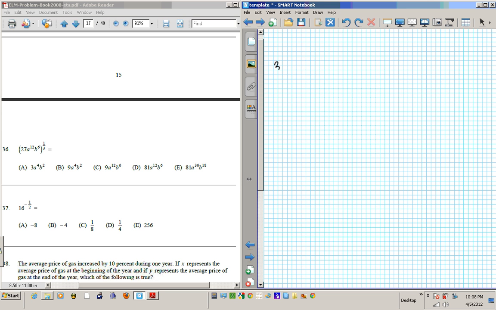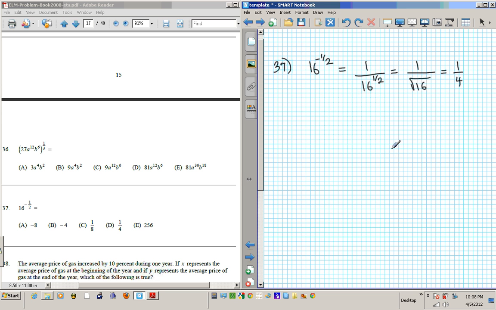37, we have 16 to the negative 1/2. Because you have a negative exponent, that means this has to be reciprocated, right? Anytime you have a negative exponent, you have to reciprocate the number. So it's going to become 1 over 16 to the 1/2. You see that? Now what is 1/2 power? 1/2 power is the same thing as the square root. So you can write this as 1 over the square root of 16. Square root of 16 is 4, so it's 1 over 4.